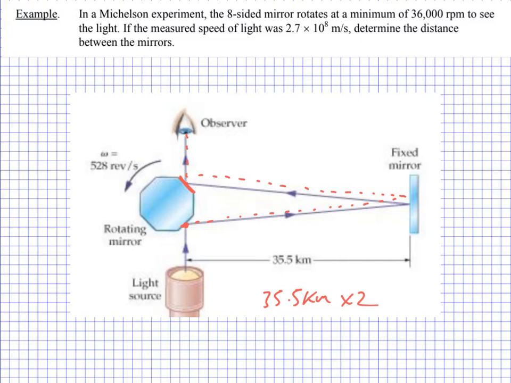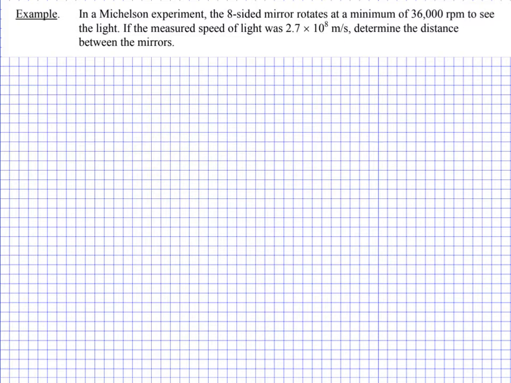So that's the idea. In this example question, we have a particular situation whereby we are told the rotation is 36,000 revolutions per minute. Yep, you read that correctly. These mirrors are spinning pretty fast. They have to, because of course we're dealing with the speed of light.